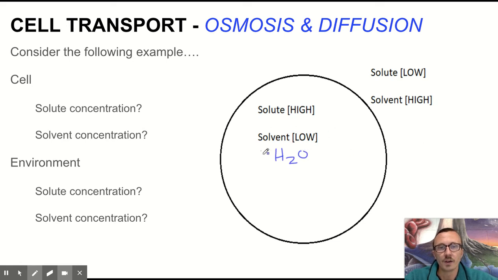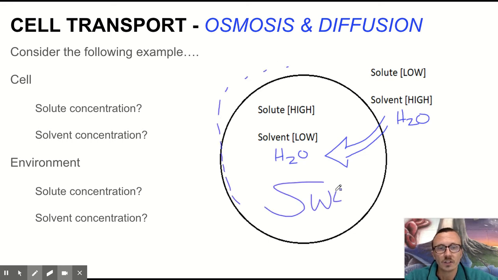And since water is in a low concentration inside, and it's high on the outside, there's way more water on the outside, and so water is going to come rushing into this cell. And so this cell is going to swell, right? And so we're going to have a cell that swells or increases in size.